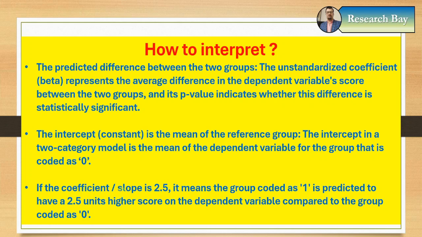Next is the coefficient or slope. Say in case the value of the slope you get is 2.5. That means the group coded as 1 is predicted to have a 2.5 units higher score on the dependent variable compared to the group coded as 0. Now let us go to SPSS and see how it's practically done.